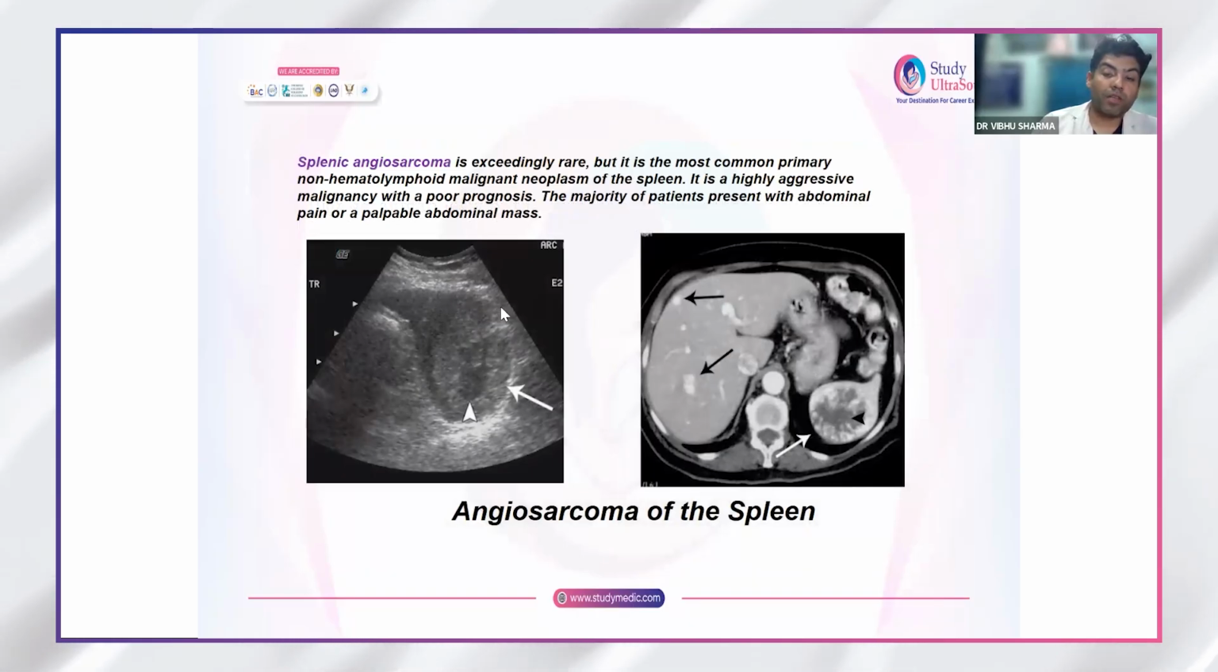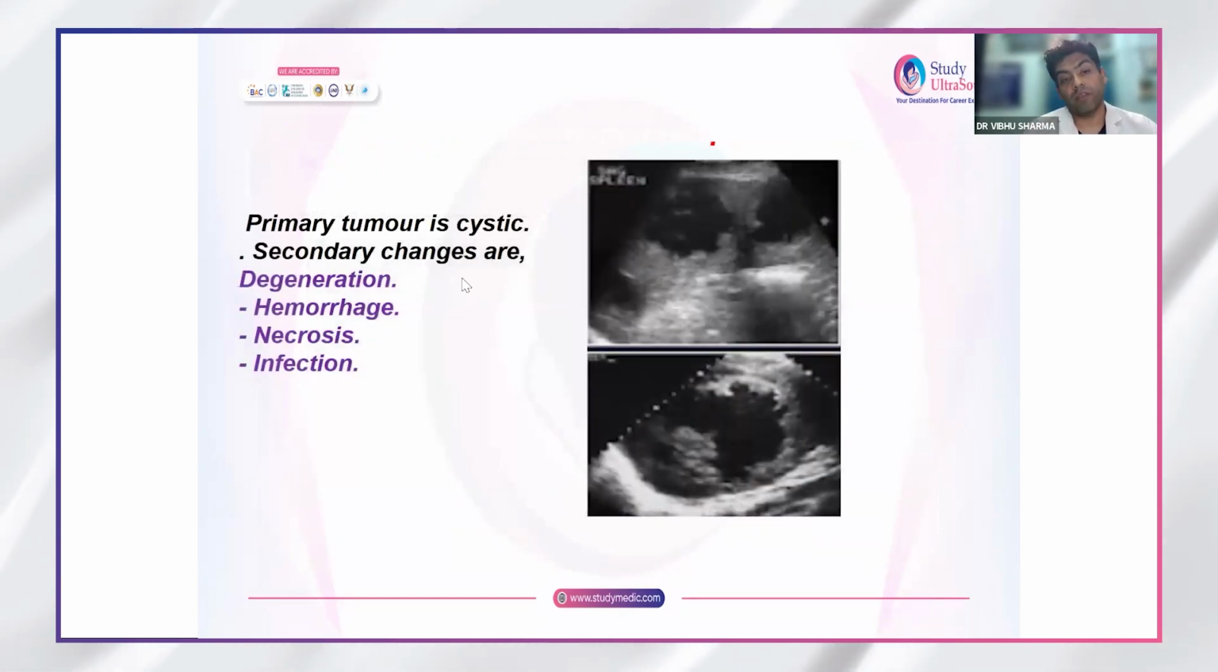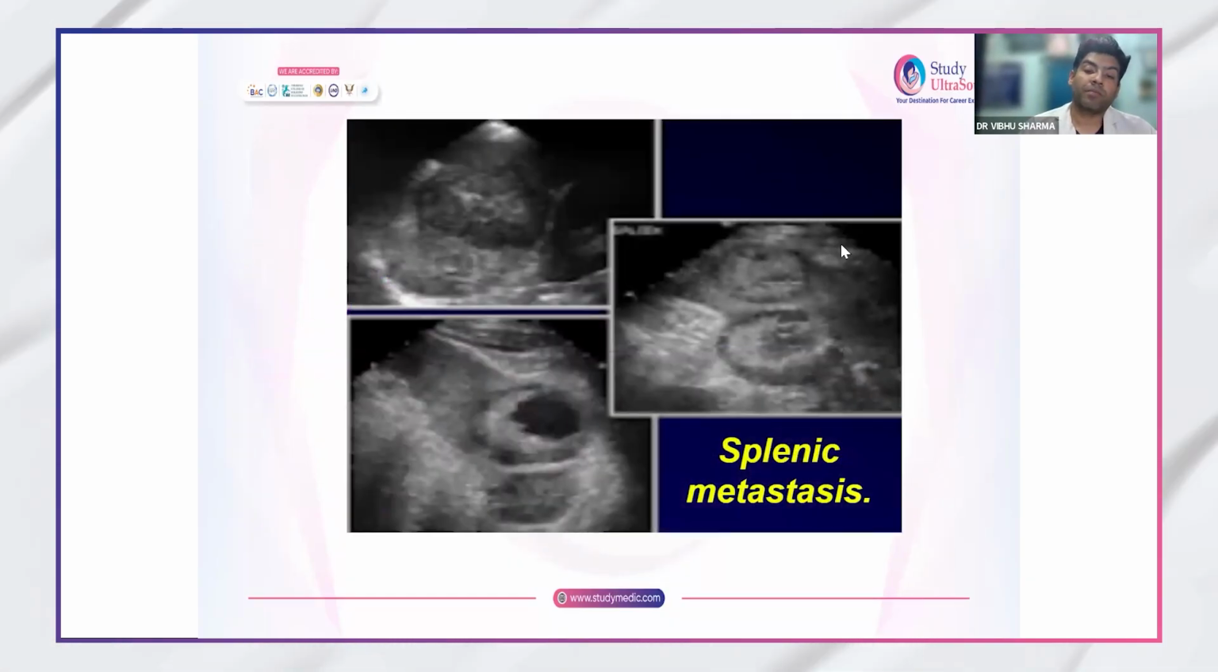This other space-occupying lesion was angiosarcoma of the spleen. This is a rare case, and they are highly aggressive malignancies with a poor prognosis. The patient may come with a palpable abdominal mass, as they become cystic and degenerate. Then they show necrosis and secondary infections can occur.